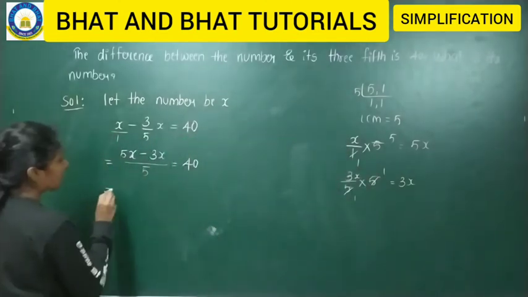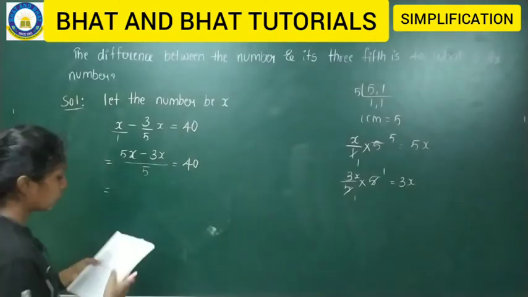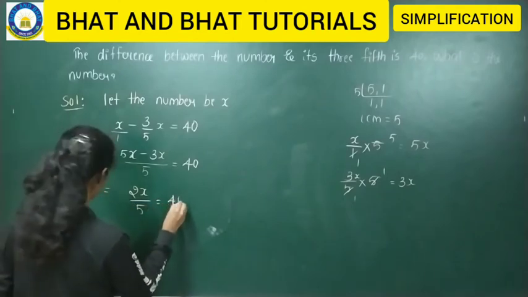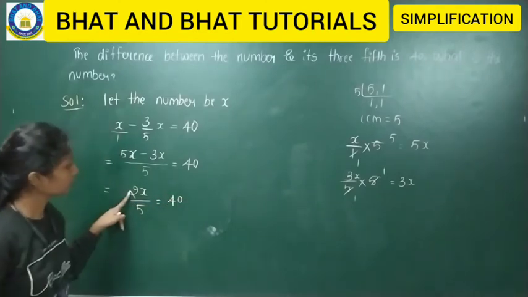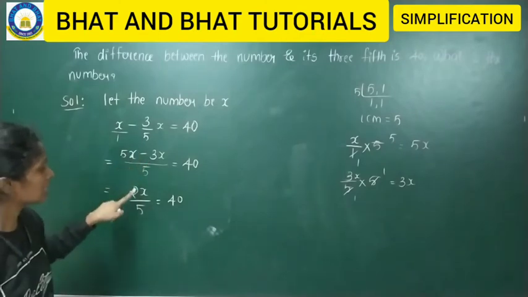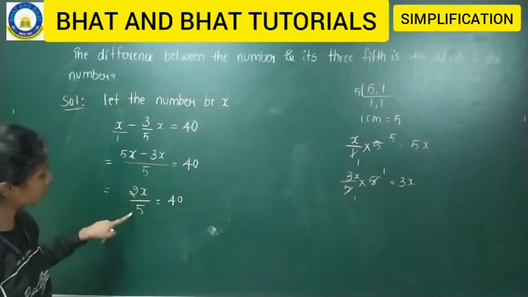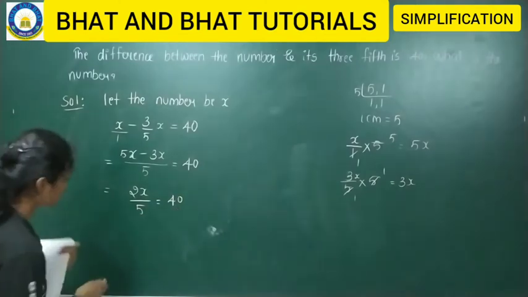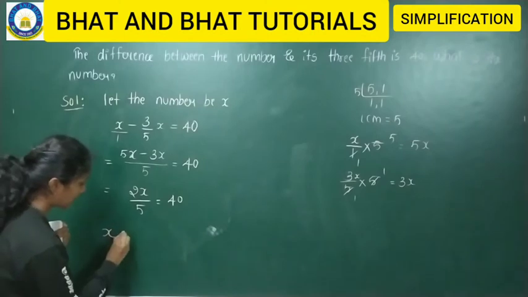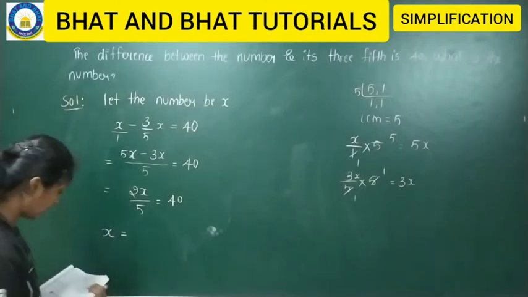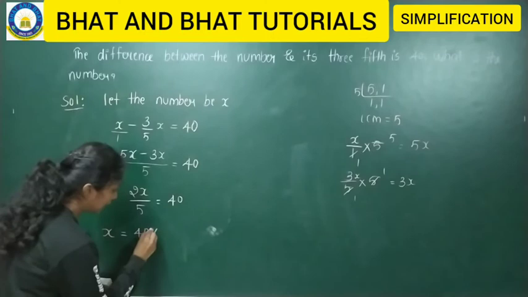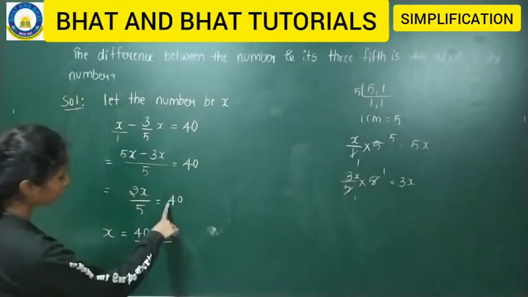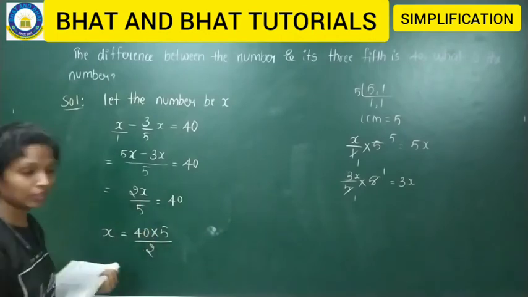So now 5 minus 3 will give you 2x divided by 5, which is equal to 40. Okay, so 5x minus 3x gives you 2x divided by 5, as it is equal to 40. Now, since there is a variable, take the variable outside, and now it will be 40 into 5 divided by 2, cross multiplication. 40 into 5 divided by 2.